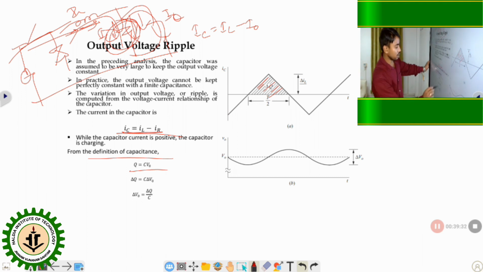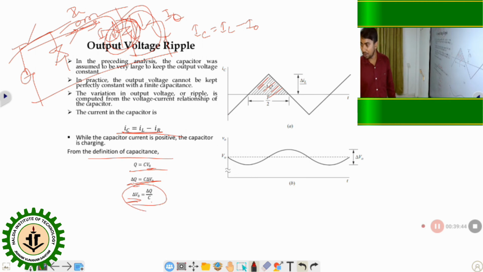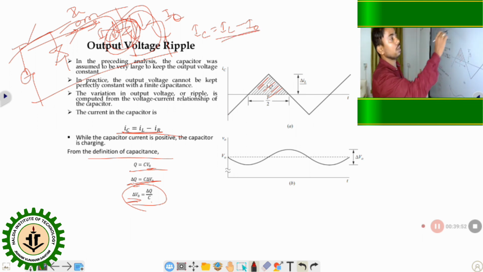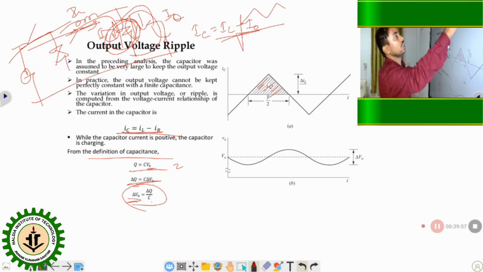So here it is the IC current. What is IC current? We know it is IL minus I0 or IR. So if you look at the IL current and subtract I0 or IR, then you can get the IC current. So here is the stored energy, and here it will be the discharge. What is the charging and the discharge? And here the del Q.